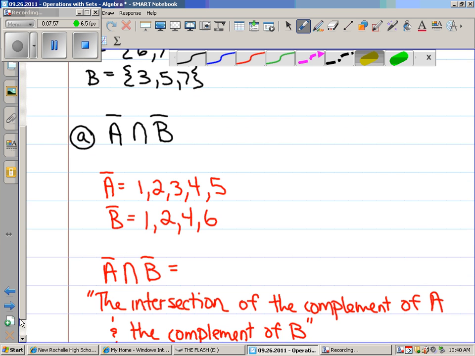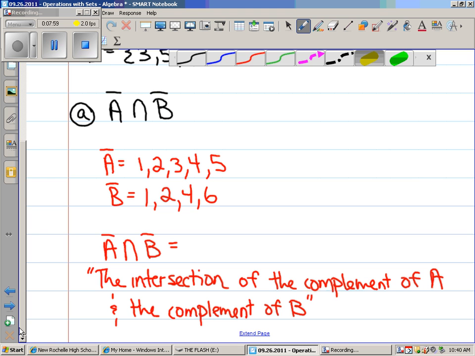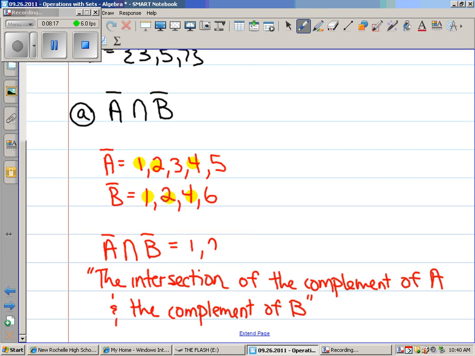It's the intersection of the complement of A and the complement of B. What do they have in common? Well, they definitely have 1 in common. They definitely have 2 in common. And they definitely have 4 in common. So we say that the intersection of the complement of A and the complement of B happens to be 1, 2, and 4. And I'm going to put my funny squiggles because I can do it and you can.